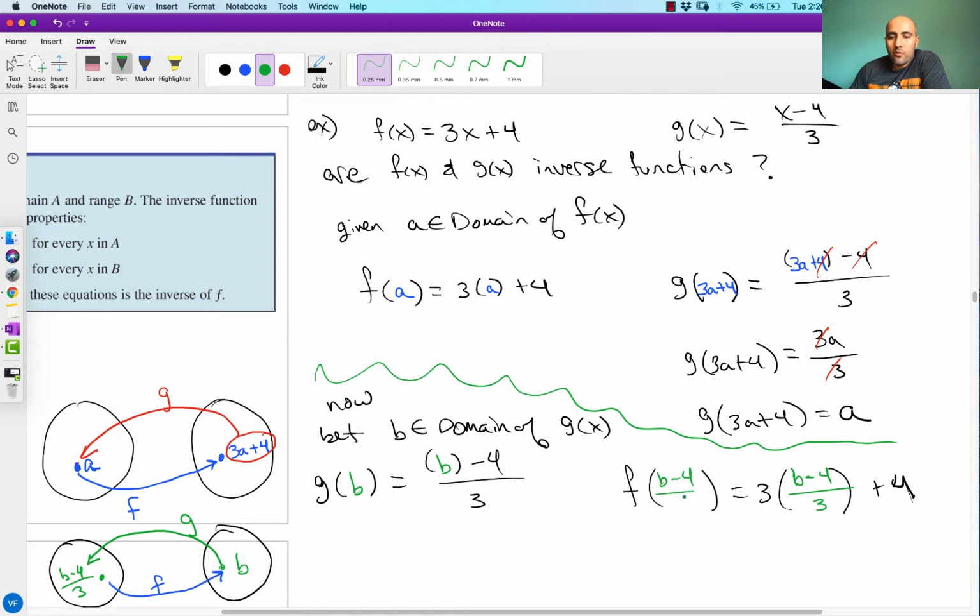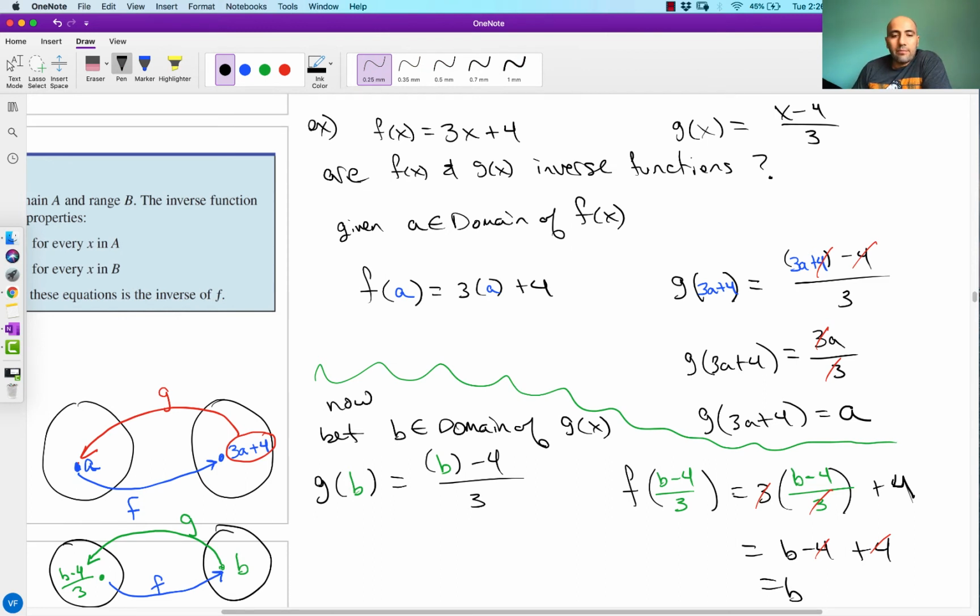B minus 4 divided by 3. And now the 3's cancel, and I'm left with b minus 4 plus 4. And now the 4's cancel, and I'm left back to b. This brings me back to b.